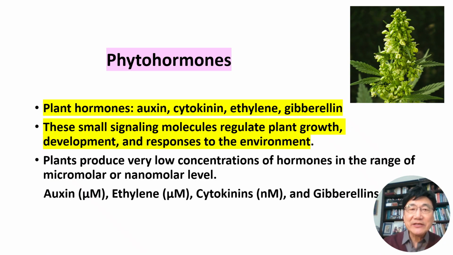Phytohormones are small signaling molecules. Four groups of plant hormones are recognized, for example, auxin, cytokinin, ethylene, and gibberellin. These small signaling molecules regulate plant growth, development, and the responses to the environment. Usually, plants produce very low concentrations of hormones, in the micromolar range for auxin and ethylene, and in the nanomolar range for cytokinin and gibberellin.